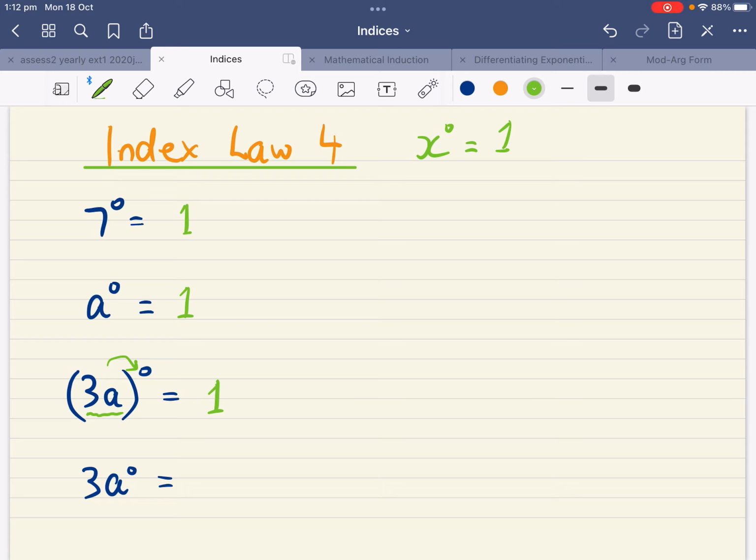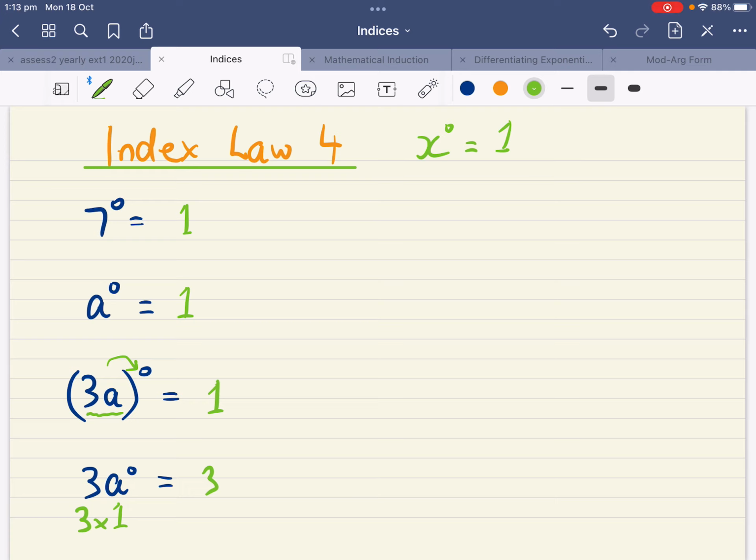Which is a little bit different from the last question, because in the last case, has everything been taken to the power of 0? The answer is no. That 0 indice is only applied or attached to the a. So it's only the a that becomes a 1. So you actually have 3 lots of 1. So in other words, your answer for the final one will actually be the number 3, right?